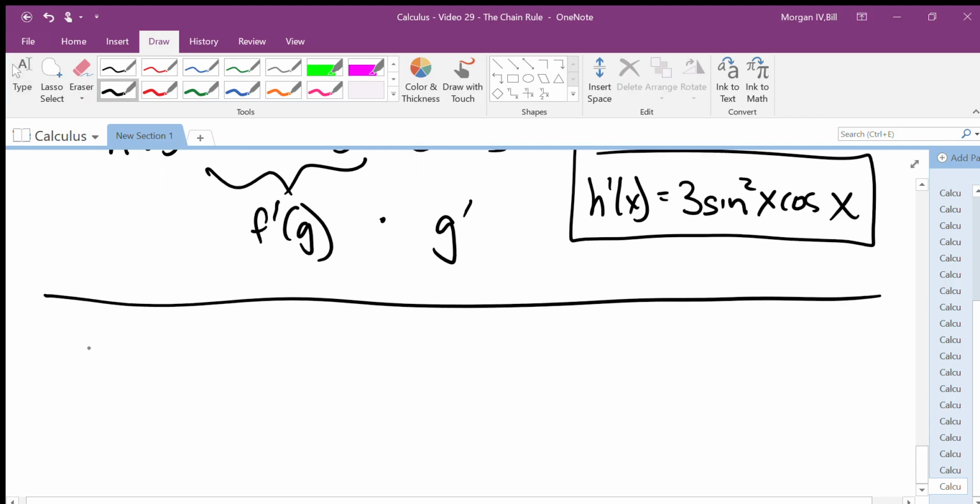Let's do k of x equals 5x squared minus 1 over x.